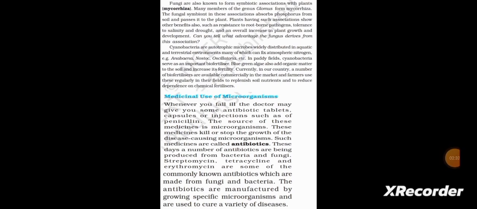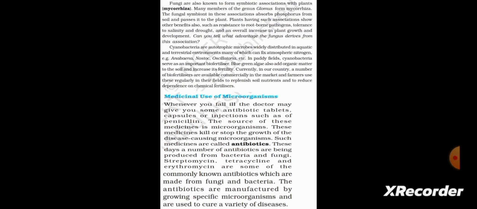Fungi are also known to form symbiotic associations with plants. Mycorrhiza. Many members of the genus Glomus form mycorrhiza. The fungal symbiote in these associations absorbs phosphorus from soil and passes it to the plant. Plants having such associations show other benefits also, such as resistance to root-borne pathogens, tolerance to salinity and drought, and an overall increase in plant growth and development.